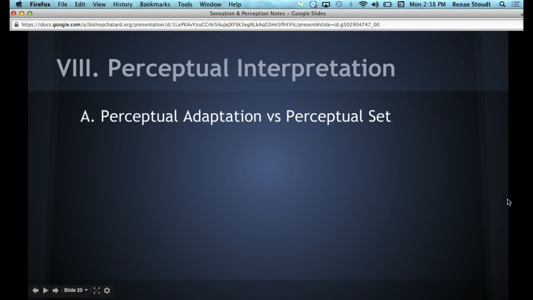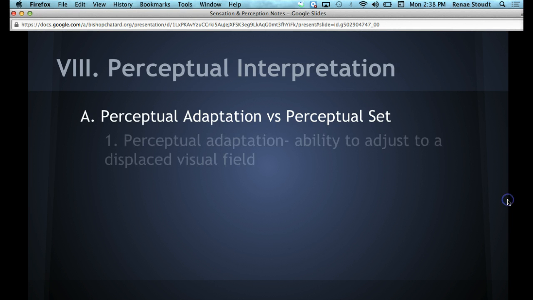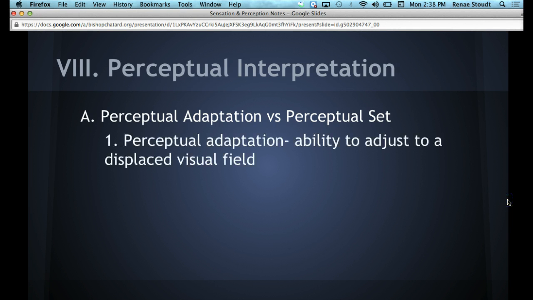Okay, so we're looking at perceptual interpretation, and the first thing that we have to look at is perceptual adaptation. Perceptual adaptation is the idea that your visual field gets displaced. In your book, they talked about a guy who wore some goggles. Remember this? The guy who wore the goggles and made everything upside down, and like left was right and right was left. Remember reading about that?